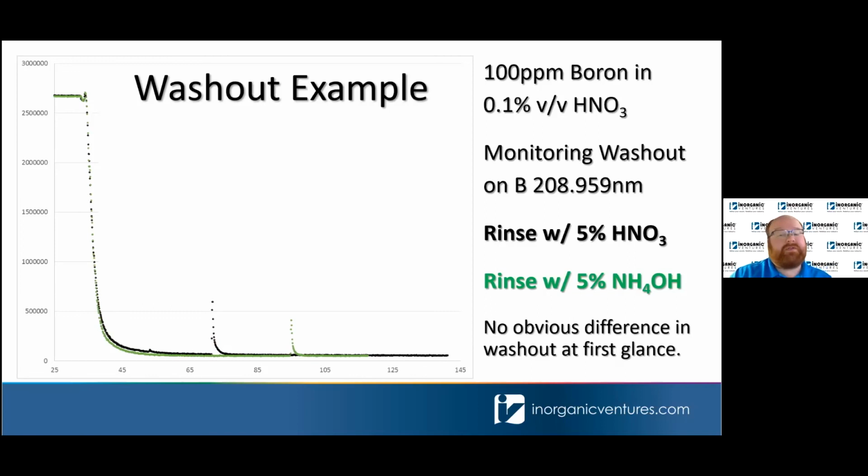But then I told you, basic solution works for certain elements. So boron is one of those. And when you look at the overall graph here, there's no obvious difference, but it is worth noting that there's a spot here and a spot here where it increases briefly. Those are those little water droplets that might hang from the nebulizer and they burst at some point. So that happens, and you can usually prevent that if you're using the right type of rinse.